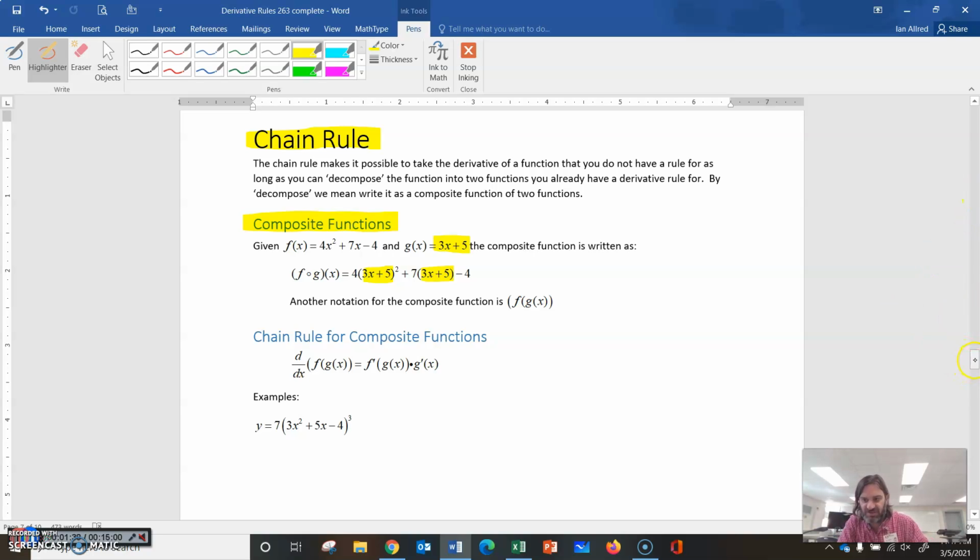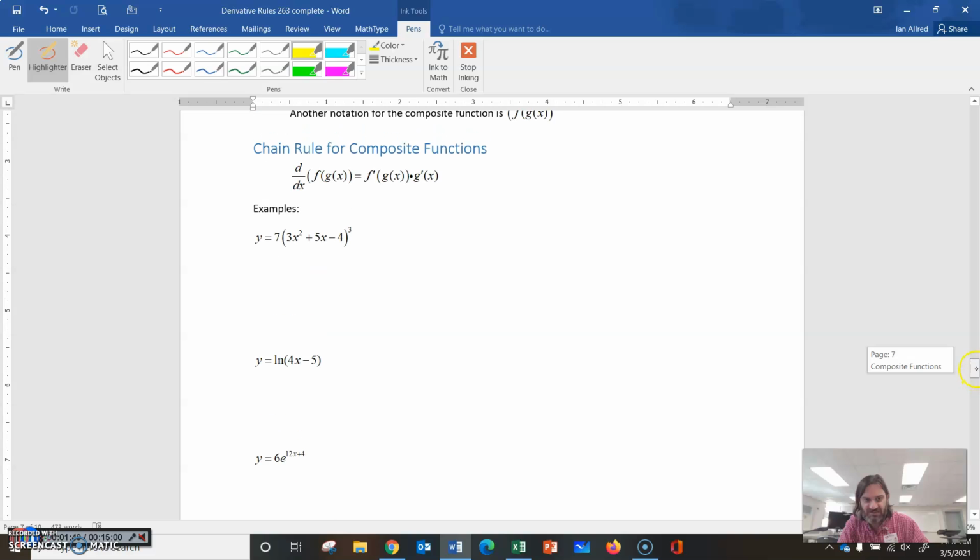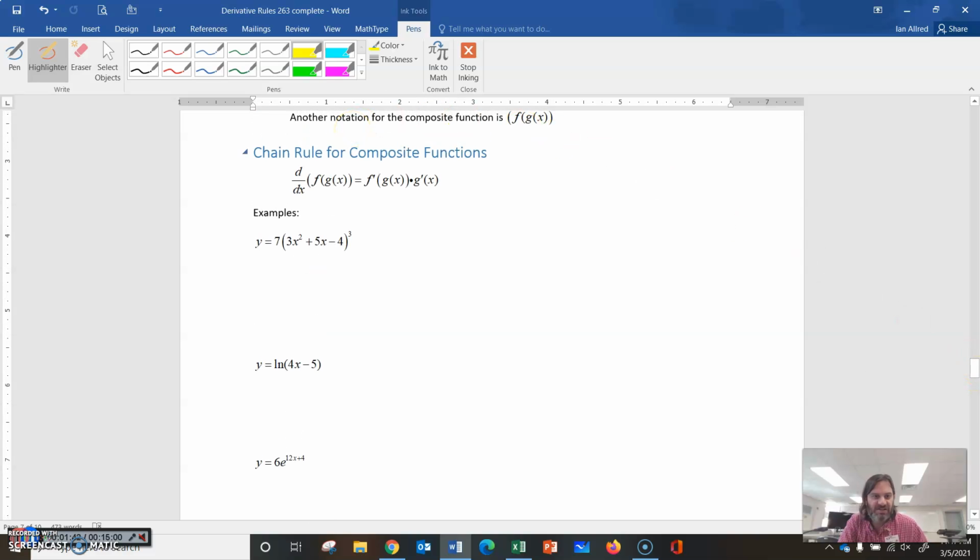So the chain rule definition, I'm going to give you two forms of it. The first one here we have written in the notation that you should be aware of, f of g of x. And we take the derivative of that, it is the derivative of f with g still in it, the original g. And then we're going to tack on the derivative of g at the end. So that is f prime of g of x times g prime of x. So let's see how that works below.